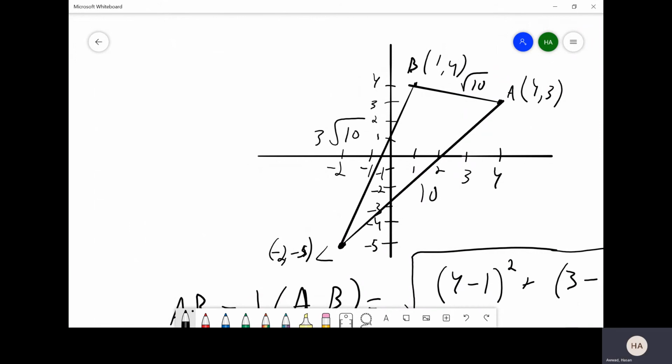Okay, well, we know that BC is definitely larger than AB, right? Because AB is square root of 10 and BC is 3 times the square root of 10.